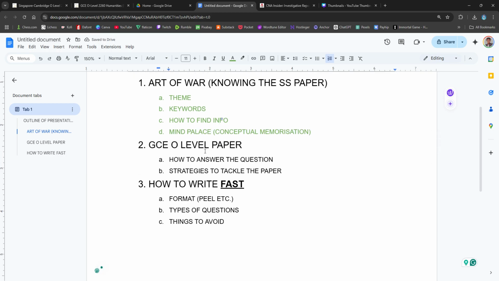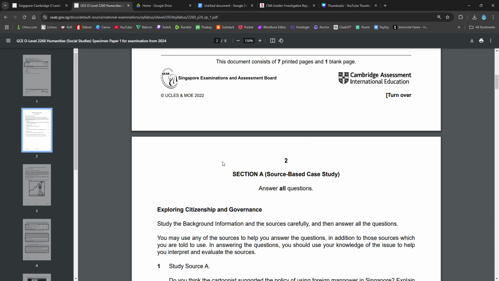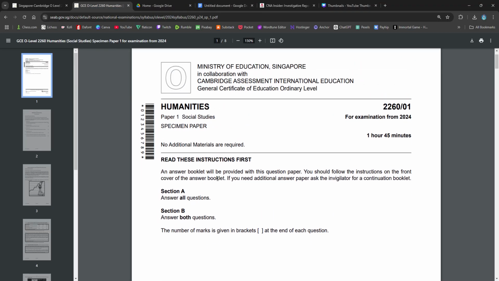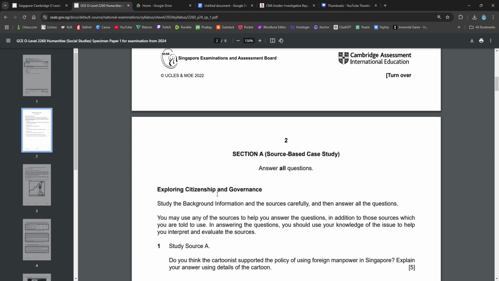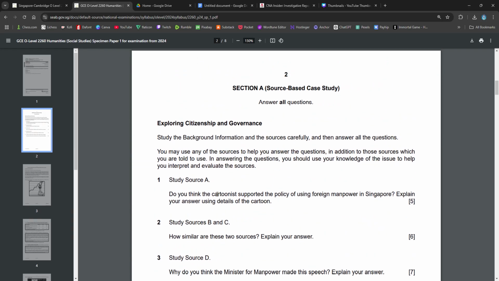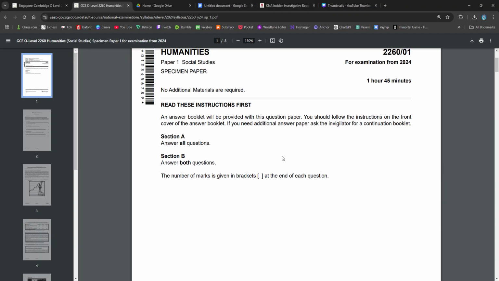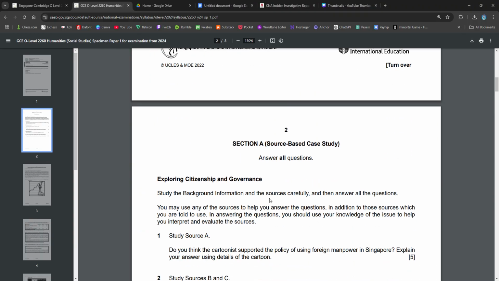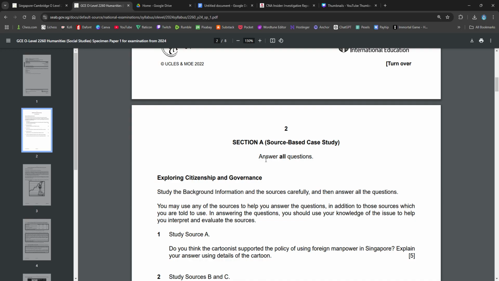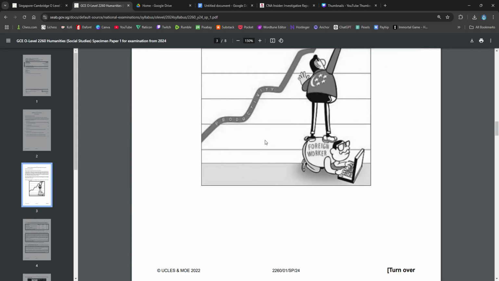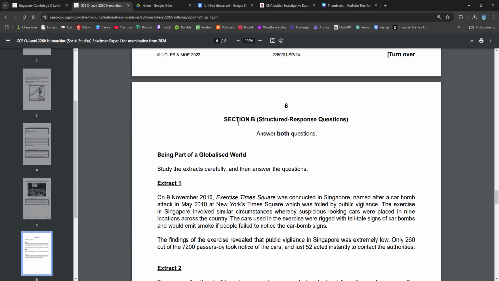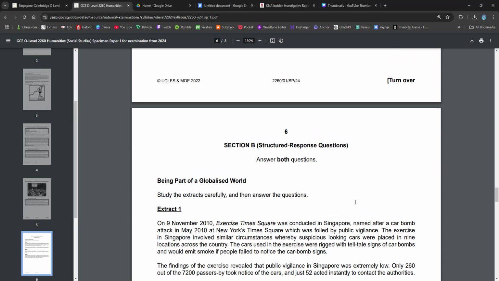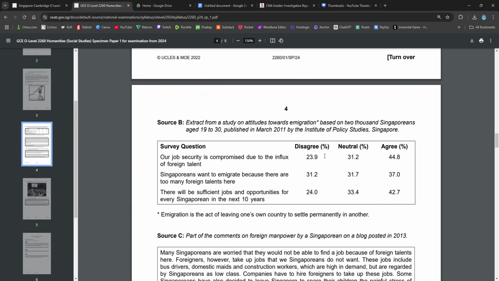So now let's go on to the GCE O-level papers, right? So let's take a look at this. This is the GCE O-level paper 2261/01 2024 Cambridge paper, right? Gonna take a look down over here. So in this format, you'll be given a source-based section A, and then if you go all the way at the bottom, if I can scroll it, the section B, source structured response questions, okay, which is the essay.